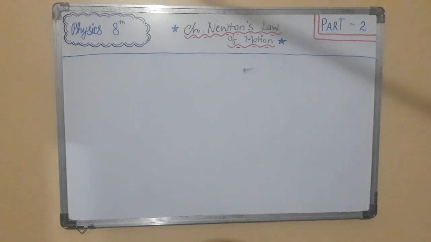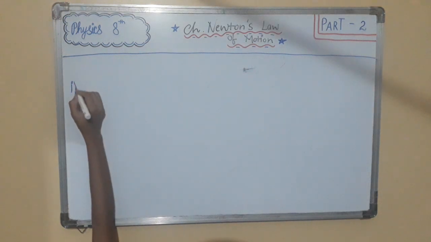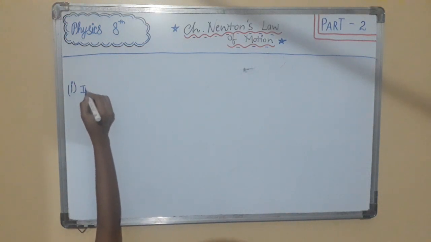Today we will learn class 8th physics chapter Newton's law of motion part 2. So in this part we will learn about the three types of inertia. So our first type is inertia of rest.